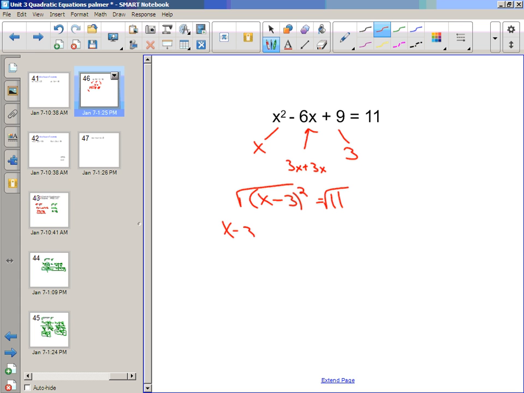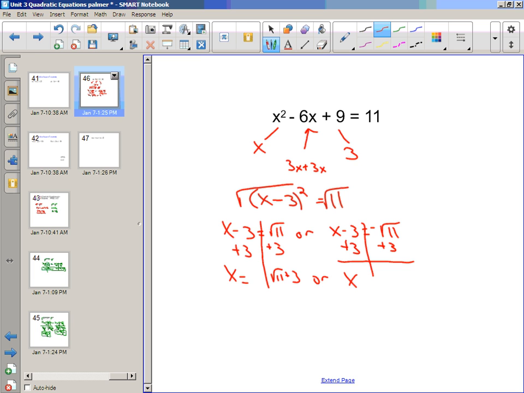So x minus 3 equals the square root of 11, or x minus 3 equals negative the square root of 11. One last step, add that 3 to both sides. So x equals the square root of 11 plus 3, or x equals negative the square root of 11 plus 3.